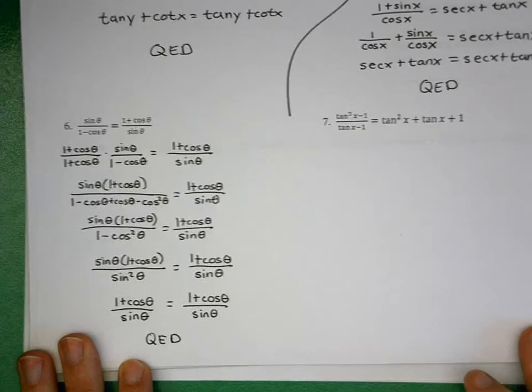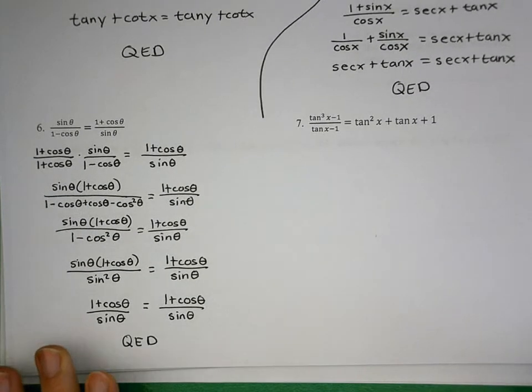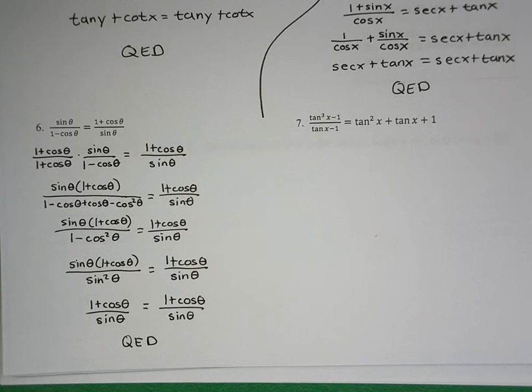Okay, one more for this objective, ladies and gentlemen. Number 7, we've got to decide which side we are going to work with, left or right. In my opinion, the left looks more complicated. It's got a fraction as opposed to the right, which just has all these nice looking individual terms. So I'm going to work with the left again. So what could we do on our left?